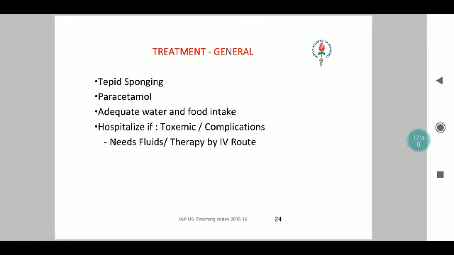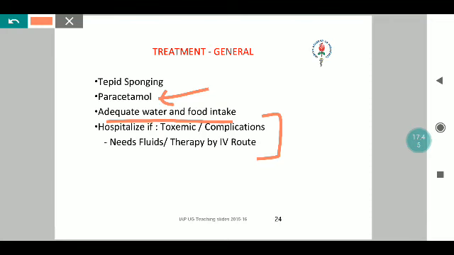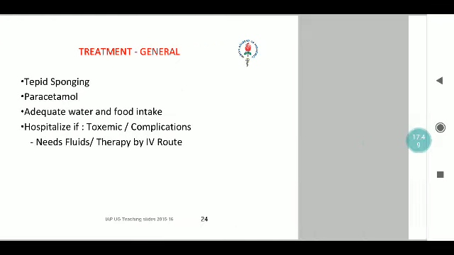Now, coming to the treatment in general, after investigating the case, tepid sponging is used to subside the temperature if it's a low-grade fever. Paracetamol can be given to reduce the fever as per the weight of the child. It is important to ensure that adequate water and food intake is maintained and to hospitalize the child if the child looks toxic, if there are complications, or if the child requires IV fluids or other therapy by IV route.